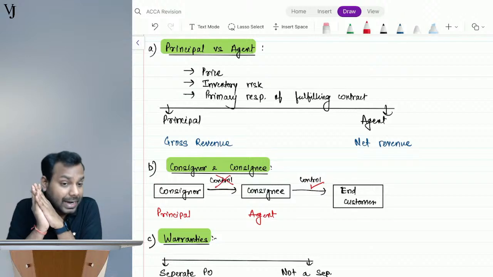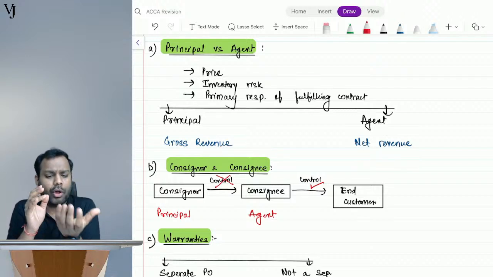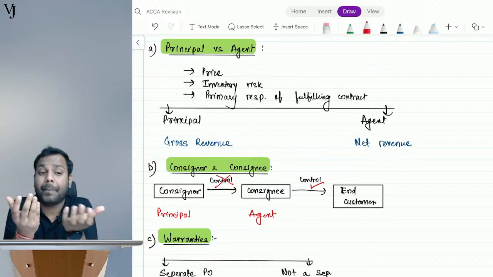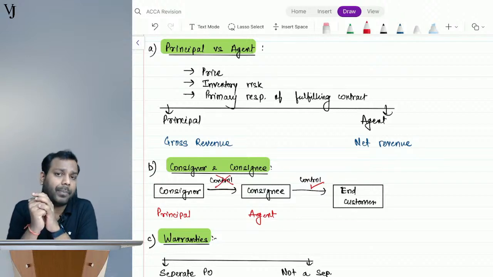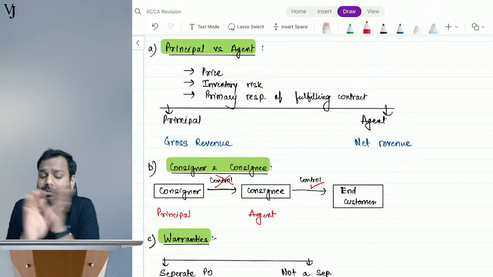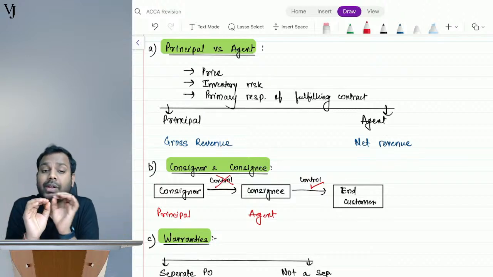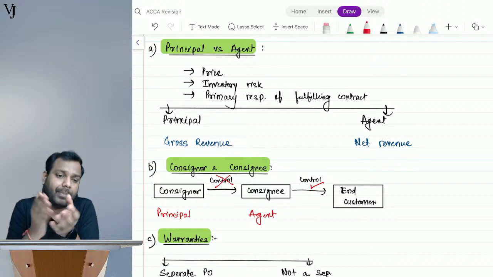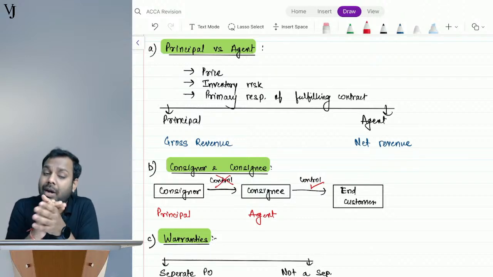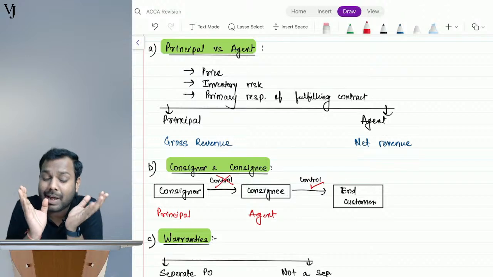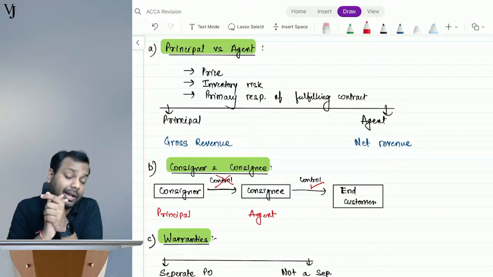Whether the revenue has to be recognized on a gross basis or on a net basis, like MakeMyTrip, Paytm, Practo. All of these are agents. They are just agents, like Uber or Ola. All of them are just agents, nothing else. They are aggregators.